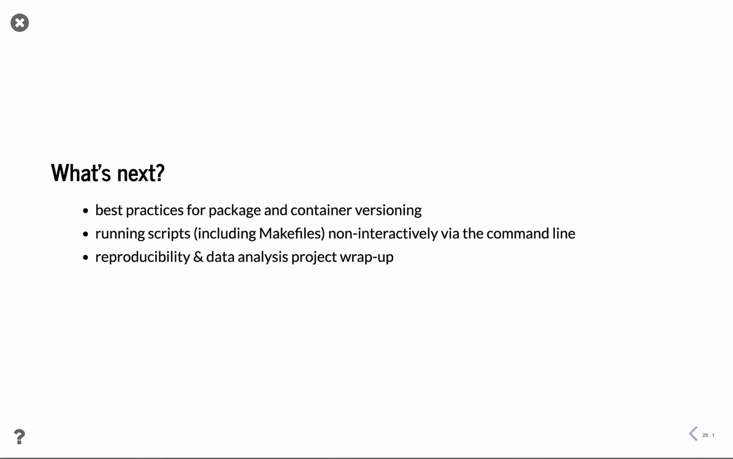So what's next? I just hinted at that. We're going to learn some best practices for package and container versioning in our Dockerfiles, and once we build them, how to build them automatically on GitHub Actions. We're going to learn how we can run things non-interactively using the command line from our Dockerfile. A lot of what I've been showing you is using these containers interactively, but they are also very useful to run non-interactively. And then we'll do a wrap-up of reproducibility and data analysis projects.